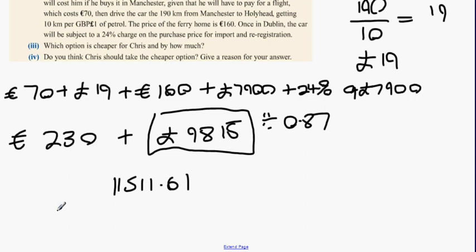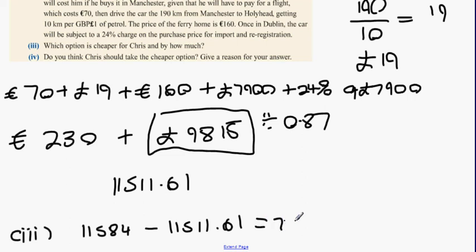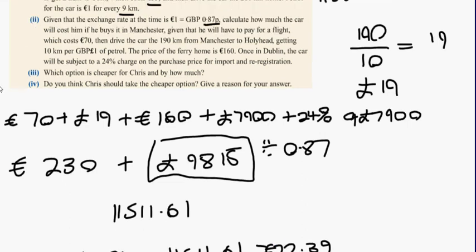So which is cheaper? Going to the UK is the cheaper option. So it's going to be 11,584 minus 11,511.61, and it's going to be €72.39. Okay, so that's question 9 done.